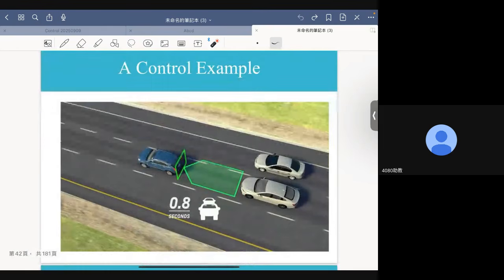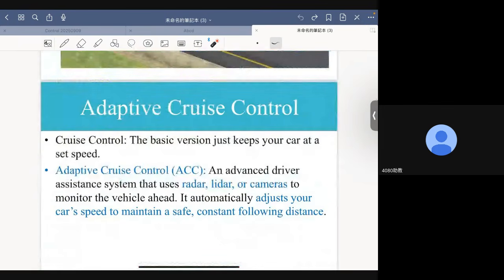This is a control example, all right? This is an adaptive cruise control system, which I think this closed feedback system is already available in many vehicles selling today. Cruise control is simply a basic version of adaptive cruise control because it just keeps your car at a set speed, say 100 kilometers per hour. Adaptive cruise control is another thing. It will use sensors such as radar, LiDAR, or cameras to monitor the vehicle ahead of you. So in order to use ACC, you have to manually specify the car you want to follow, and it will automatically adjust your car speed to maintain a safe, constant following distance.